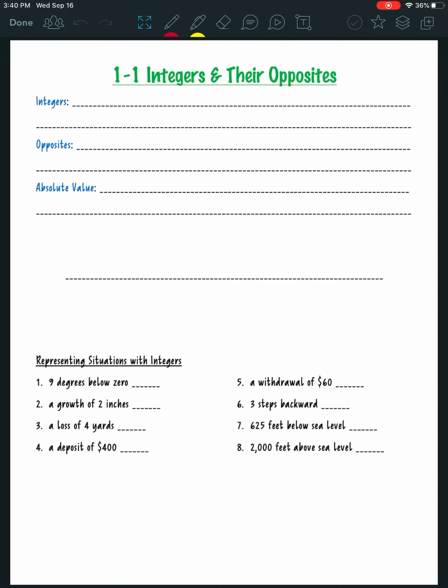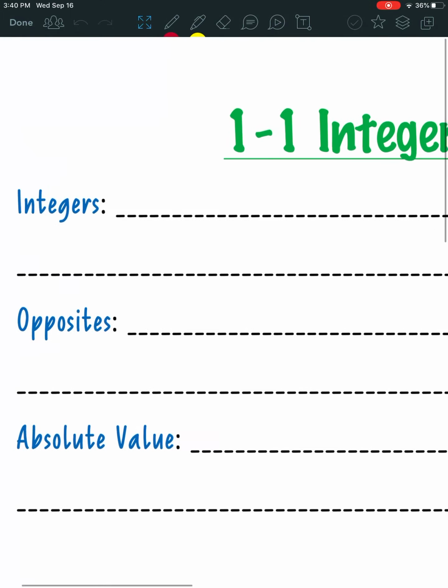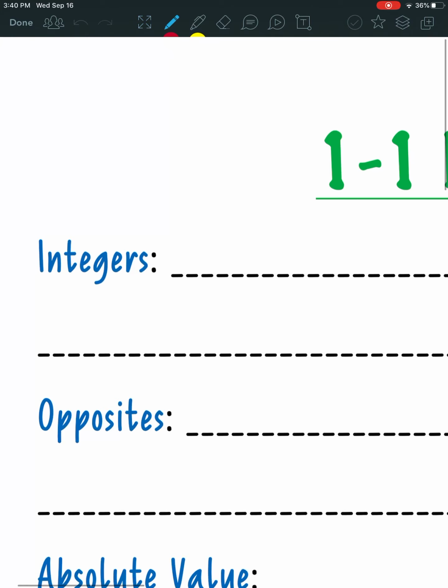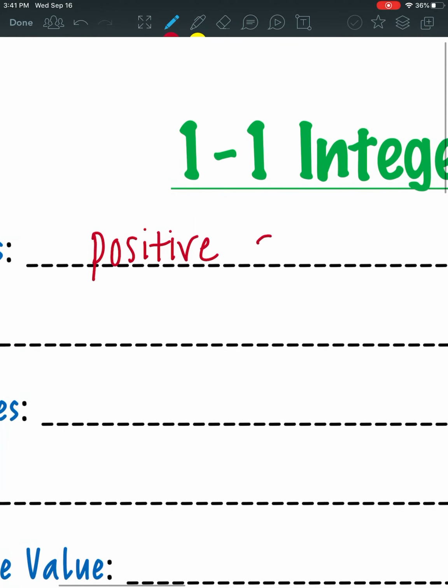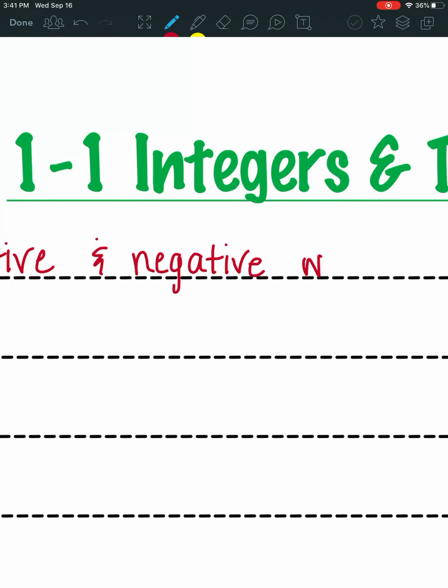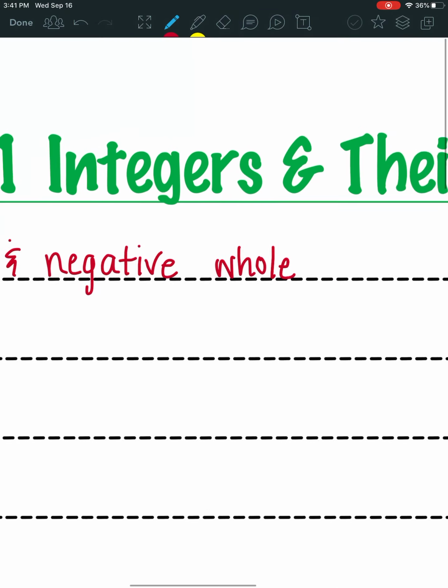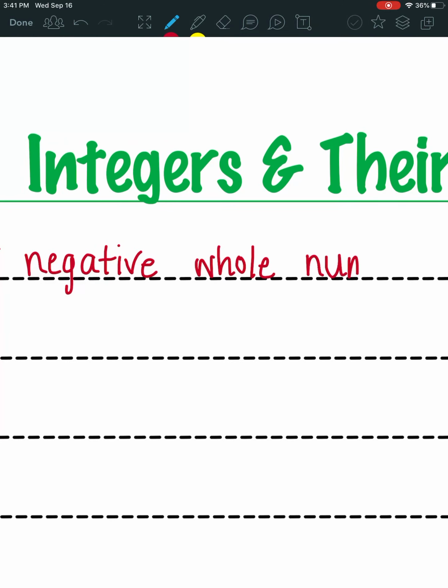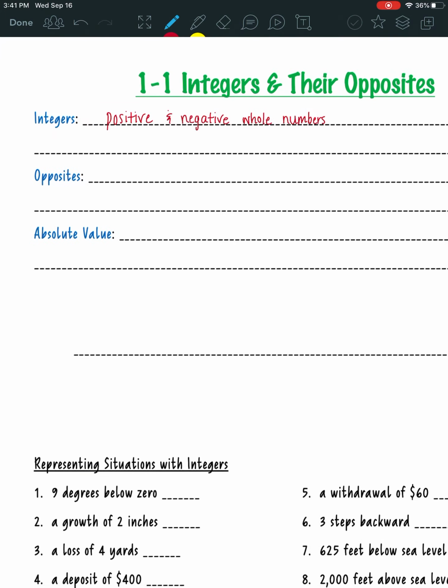So we first have a few definitions that we need to write down, and then we're going to do some examples of where we are going to see integers in the real world. So the definition for an integer is simply positive and negative whole numbers. So positive numbers, negative numbers, and then it must be a whole number. No decimals, no fractions. A nice even whole number.